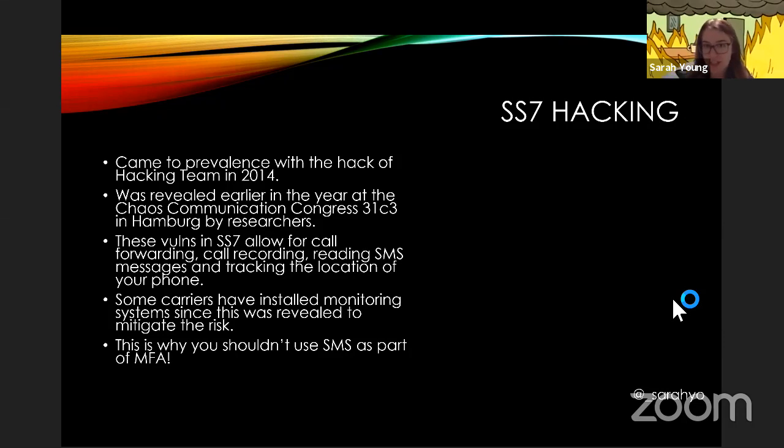Now, it's not as straightforward as saying, okay, clearly we need to get rid of SS7 and use a different signaling system, because this has been the de facto standard for quite a long time all across the world. Some network carriers have installed monitoring systems to mitigate the risk, but the fact is that SS7 is still used everywhere. And this is why we say you shouldn't use SMS as part of MFA. You should use something different. You could use an authenticator app or any kind of biometrics. There are lots of alternatives nowadays for doing MFA that don't have to include SMS.